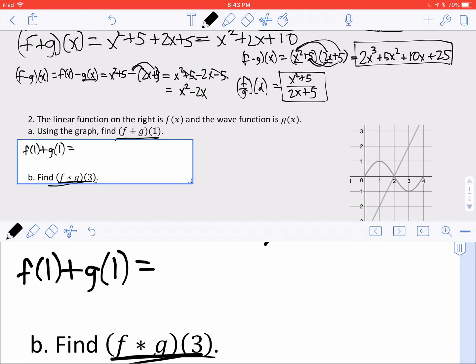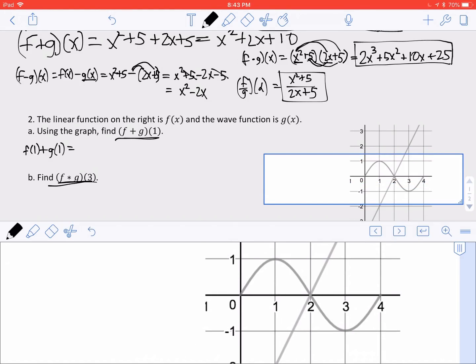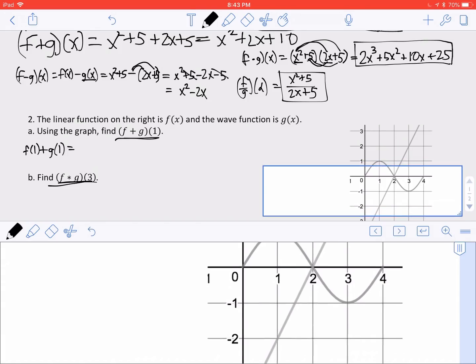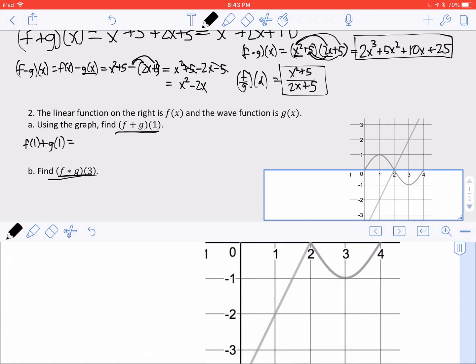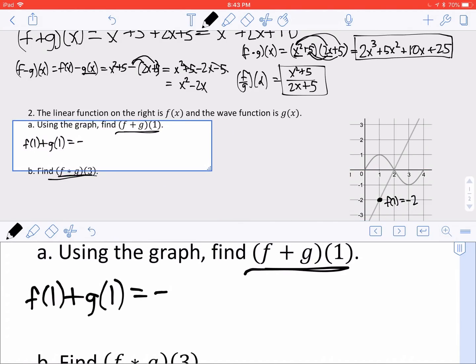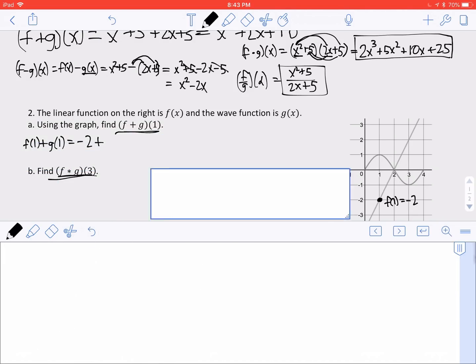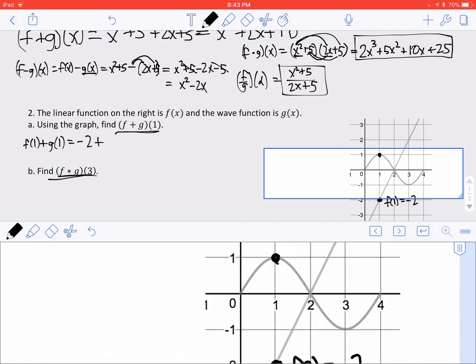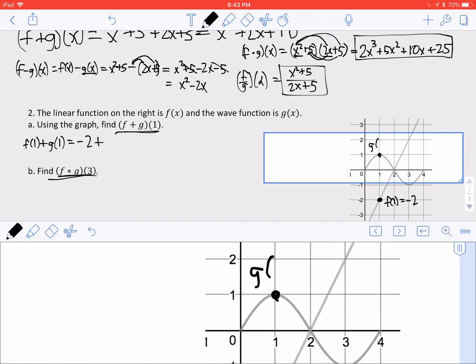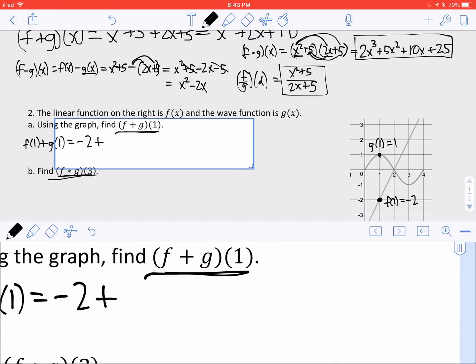So let's go over to the graph. On the graph, it says the wave is g of x and the linear function is f of x. So f of 1, that means that when x is 1, I have a y value of negative 2. So this is telling me that f of 1 equals negative 2. Okay, so then I have negative 2 plus, and then if I go over here to g of 1, I can see that g of 1 equals 1. So this is negative 2 plus 1, which I think equals negative 1.